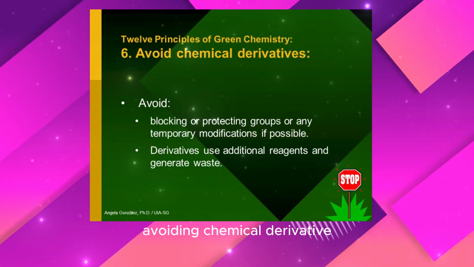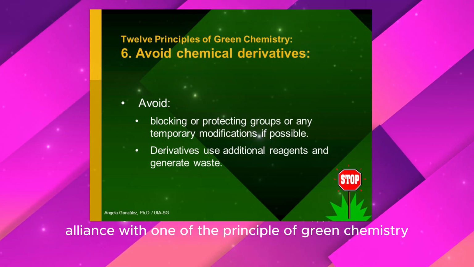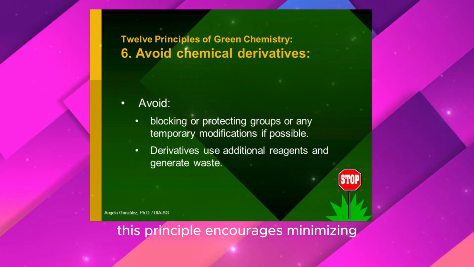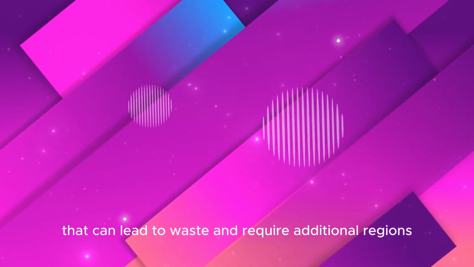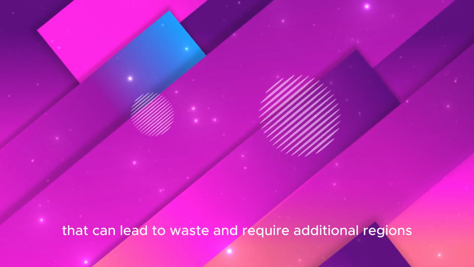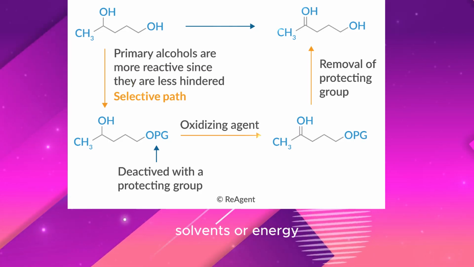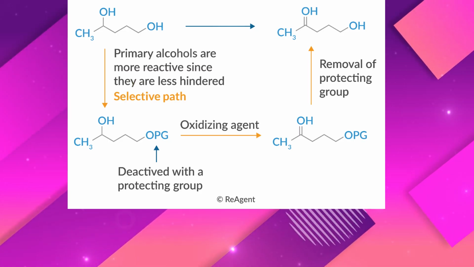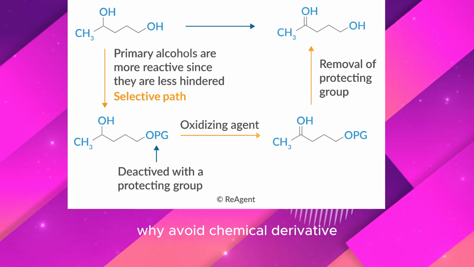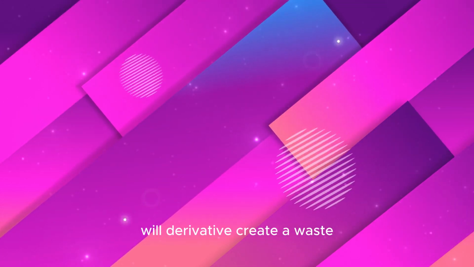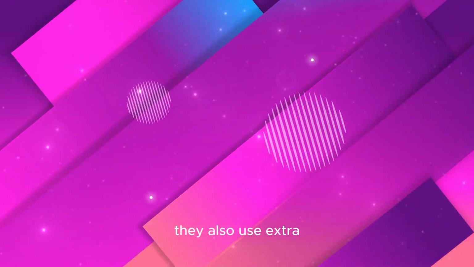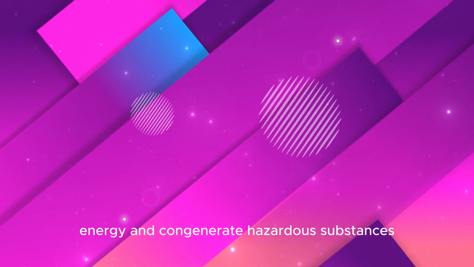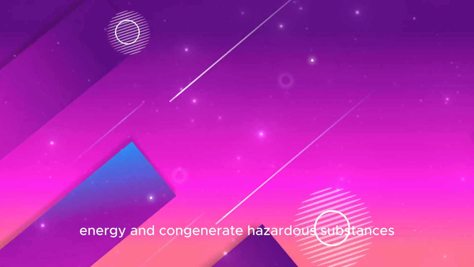Avoiding chemical derivatives aligns with one of the principles of green chemistry. This principle encourages minimizing unnecessary chemical modifications that can lead to waste and require additional reagents, solvents, or energy. Why avoid chemical derivatives? Well, derivatives create waste and require additional reagents. They also use extra energy and can generate hazardous substances.